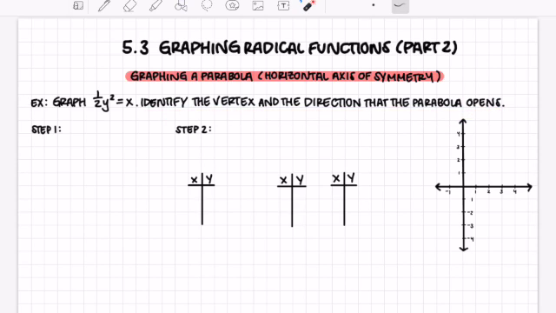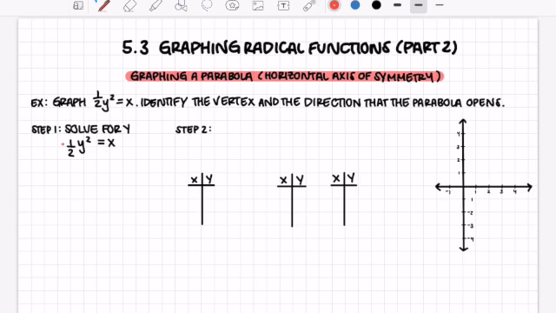So there are two steps to doing this. The first step that we are going to cover is solving for y first. I want to make sure that my equation is isolating my y value. So we have 1/2 y^2 = x, and from here I'm just going to isolate my y value.